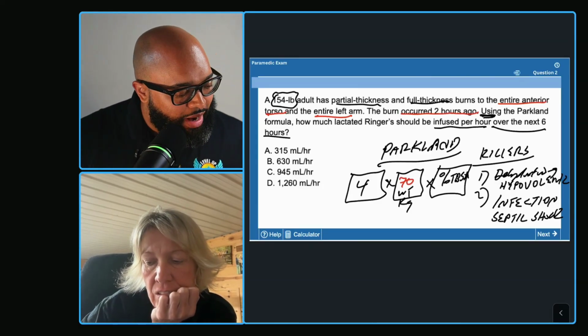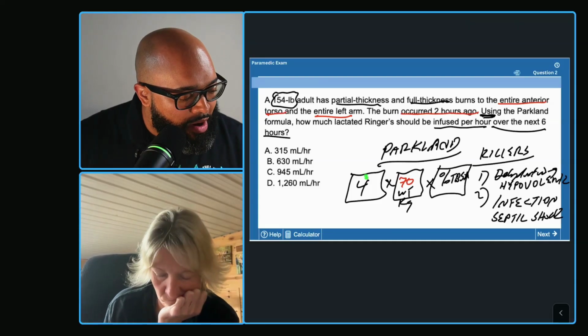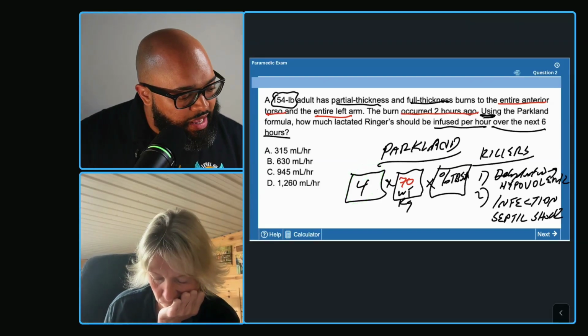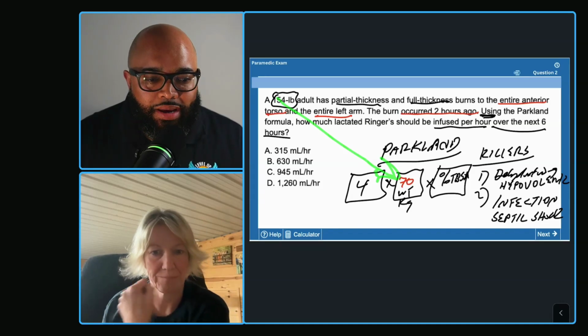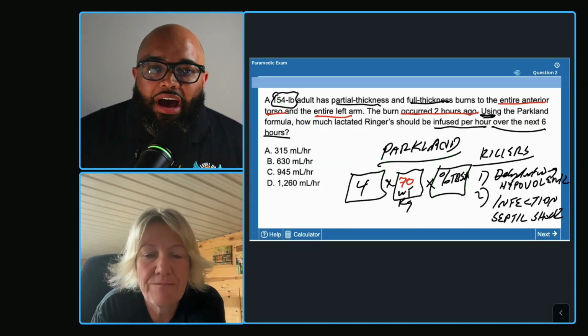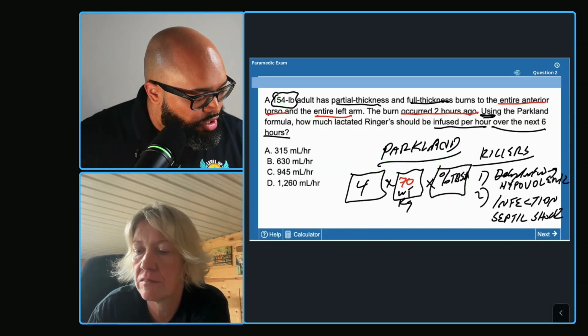So 70 kilograms. Now, we got the 4 part because that's just a constant, and we got the weight because they gave us the weight. We just had to convert it from pounds to kilograms. Now, the only thing left to figure out is the burn percentage. So let's figure this out.